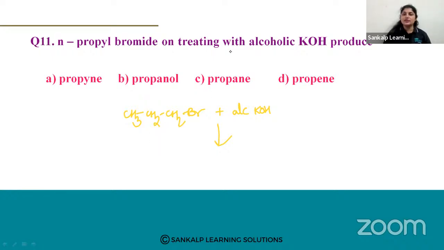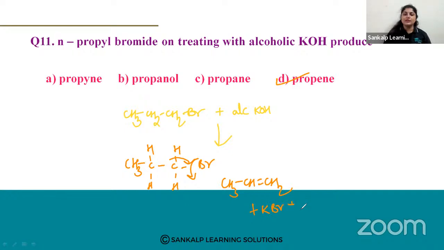Suppose I'll write the reaction here. Suppose this is CH3, this is CH2, this is CH2 and Br. Okay, so this hydrogen and this bromine will go, and it will form what? CH3, CH double bond CH2. So it is propene. Okay, option D is the answer, plus KBr plus H2O.